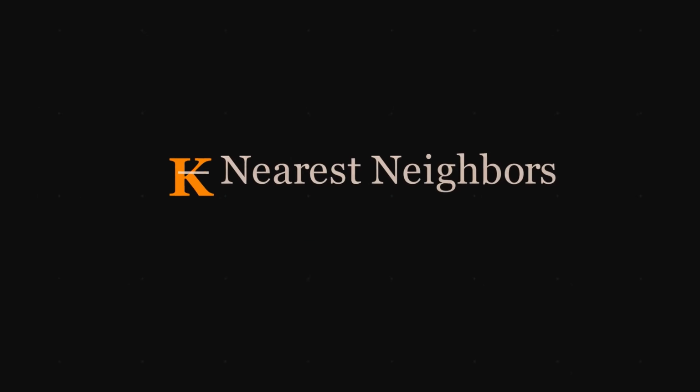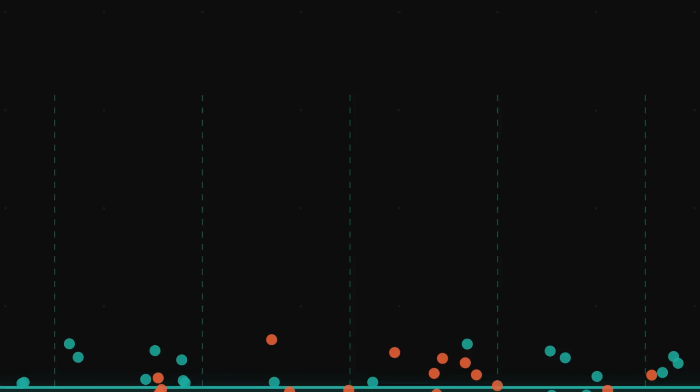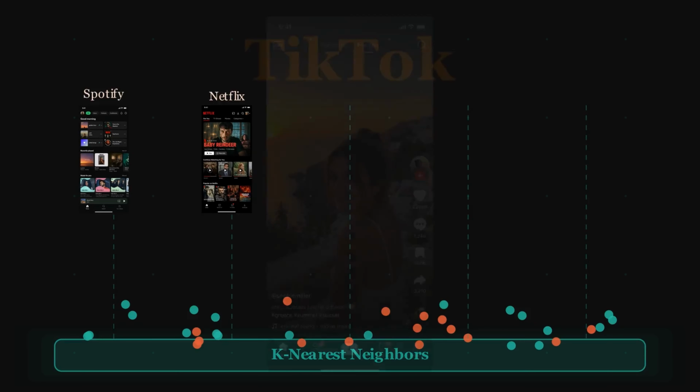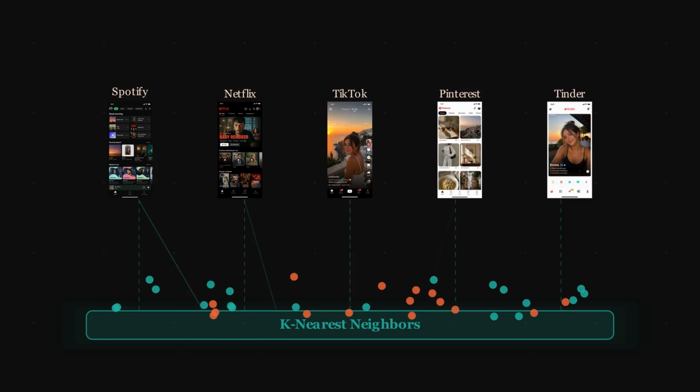It's called Nearest Neighbors, KNN, and it's the foundation underneath almost every recommendation system you use. Spotify, Netflix, TikTok, Pinterest, every dating app on your phone. Once you see it, you can't unsee it.